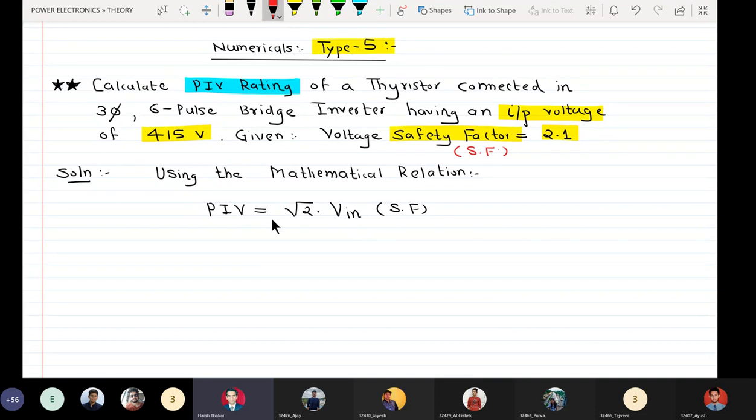Okay, so the safety factor is abbreviated as SF. So PIV is equal to root 2, V in is given as 415, and safety factor is 2.1, which comes out to be 1232.5 volts. Okay, so that is the answer.